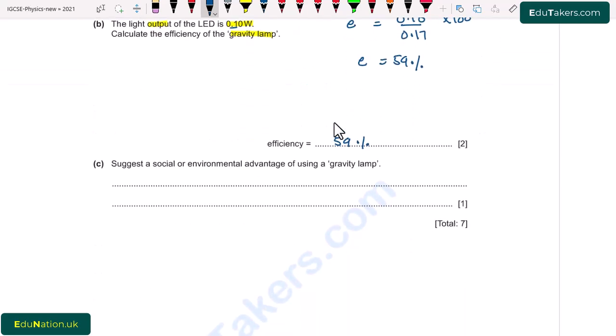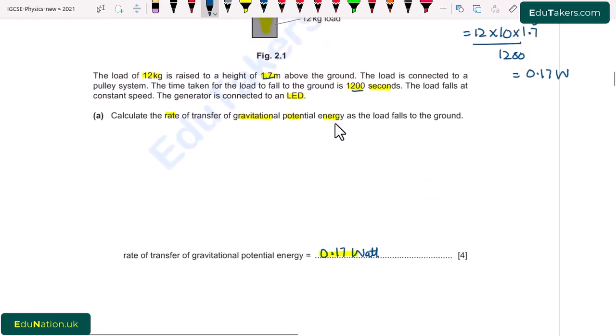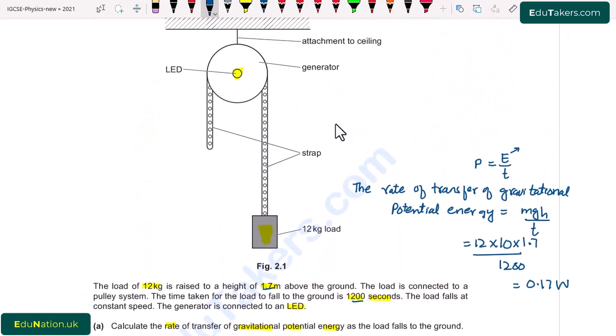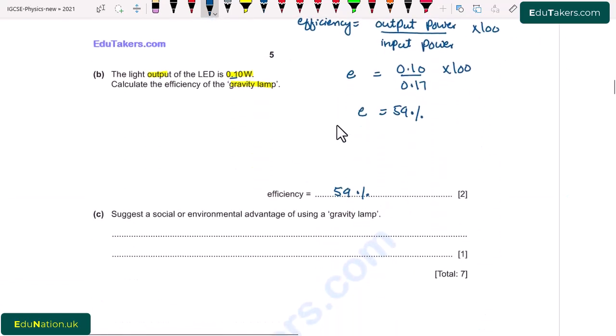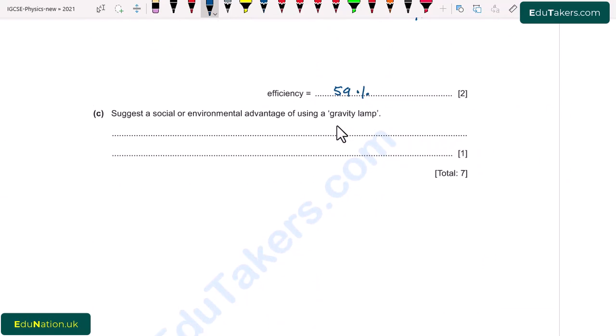Part C. Suggest a social or environmental advantage of using a gravity lamp. So in this figure you can see that here is a gravity lamp and we don't need to use electricity or fuel for the LED, that is light emitting diode. It is just like converting the gravitational potential energy into electrical energy. So its basic advantage is that there is no use of fossil fuel. I write here no use of fossil fuel.